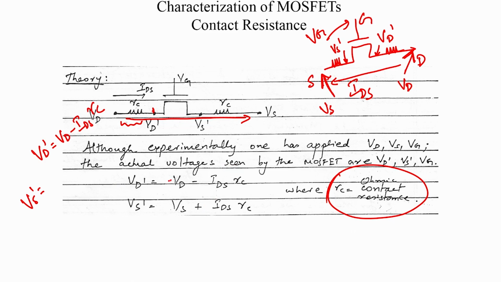We think that the MOSFET is seeing this, and we are going to start modeling our MOSFET parameters based on this current voltage characteristics, but in reality, because of the contact resistance, the MOSFET is seeing a different, smaller drain to source voltage. So, how do we extract RC? How do we extract the drain to source voltage?